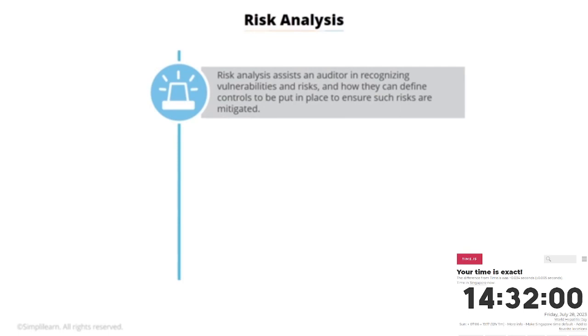Now, some risks and some vulnerabilities are common to everyone. Everyone is at risk for a virus outbreak. Everyone is at risk for a fire in the server room. But we also have very specific risks to specific industries. Then we need to look at how do we define controls that can be put in place or may already be in place to mitigate those risks.